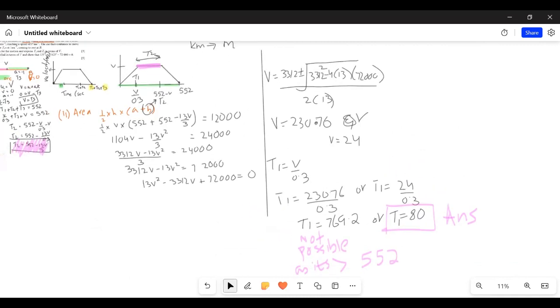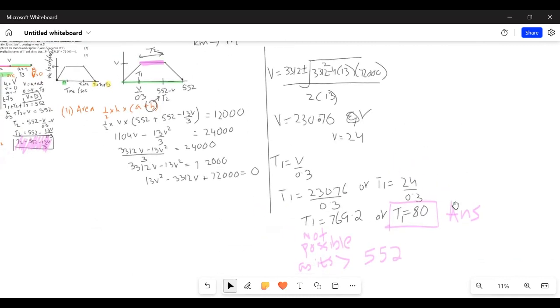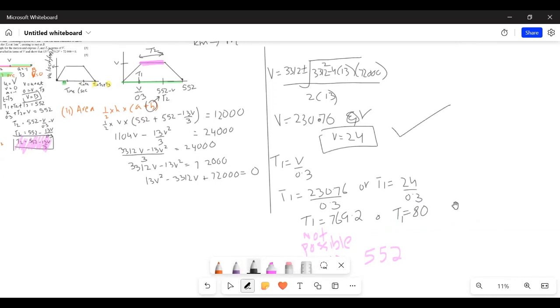So even though you got two values of V, you cannot accept both. This is not the answer for time. This is the answer, V is equal to 24, because that gives a realistic value of time one, unlike the other V, which gives 769.2. Ma'am, both are not coming out negative.